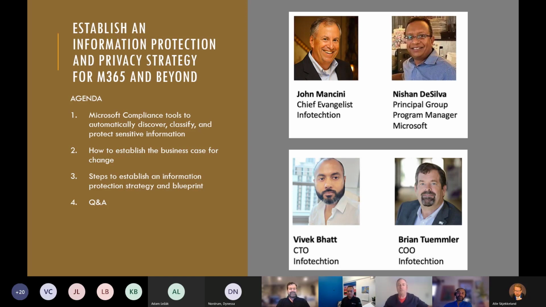And so the way we'll parse the presentation is that Nishan is going to first talk about Microsoft compliance tools, and specifically in the context of automatically discovering, classifying, and protecting sensitive information. Then we're going to switch to Vivek Bhatt, who's the CTO at Infotection, and he's going to talk a little bit about this question of establishing a business case.